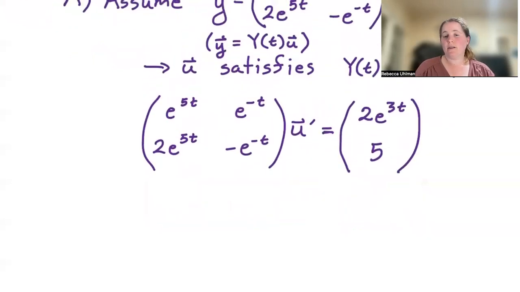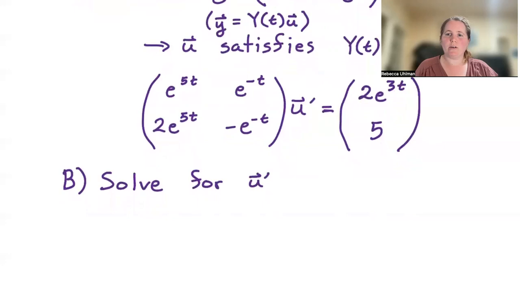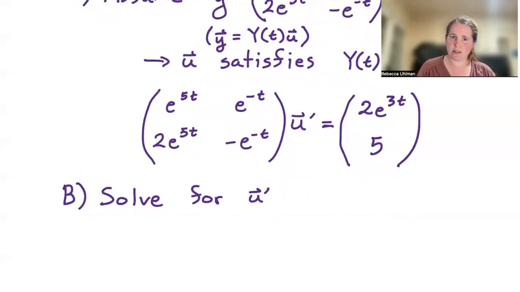So at this point, it's a matter of solving for U prime. So next we need to solve for U prime. You are welcome to solve just as a regular system using row reduction, or you can do Cramer's rule. I'm going to go ahead and apply Cramer's rule in this case. So we'll use Cramer's rule.